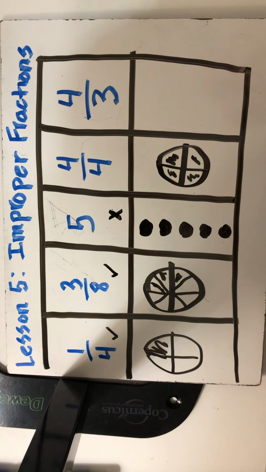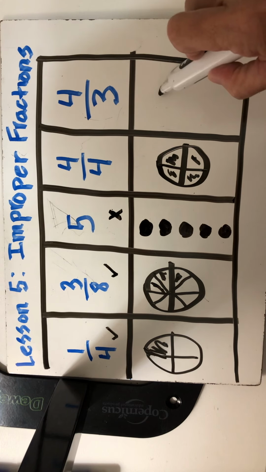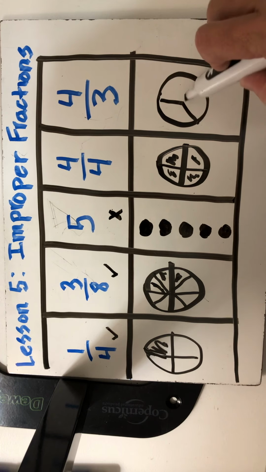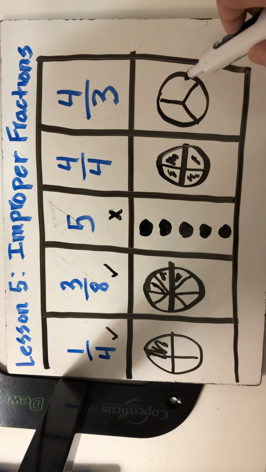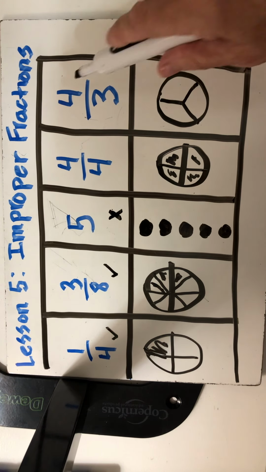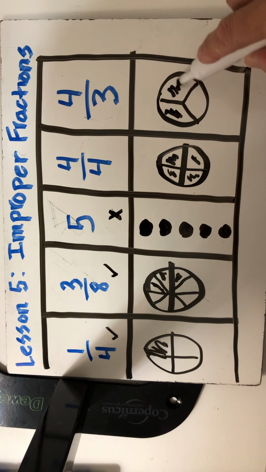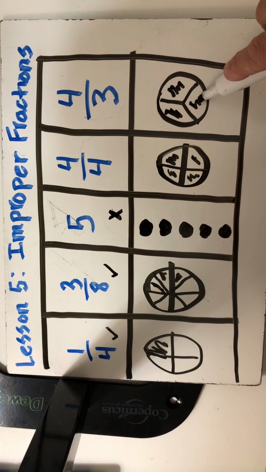How about 4/3? Well, let's start by just drawing our pie again. Break it up into thirds. That's our clue. The bottom, the denominator, is how many parts the whole is broken up into. And I have 4 of them. Here's 1/3, 2/3, 3/3. Uh-oh, now I have another third. I have to do another whole.